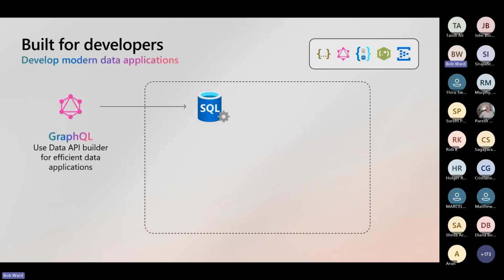Here's why I'm really excited besides just the AI story. Not only are we supporting GraphQL, Data API Builder is very popular out there. That's supported today for SQL Server. We'll continue to do that. But here are some new things that I think are going to excite developers.